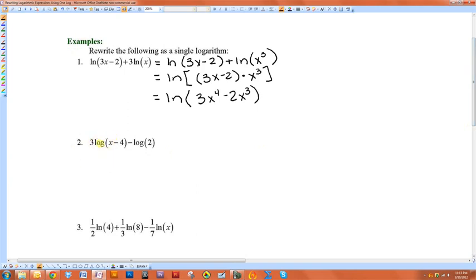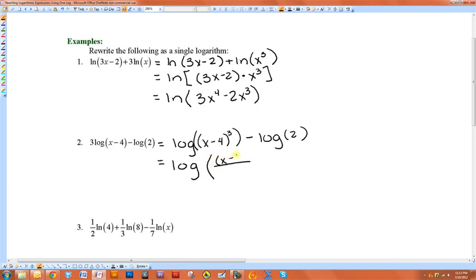So this one is going to work similarly. We're first going to deal with this 3 here. So this will give us the log of x minus 4 to the third. You might like the double parenthesis there, log of 2. And if you have two logs being subtracted from each other, that's just one log with those two things being divided by each other.